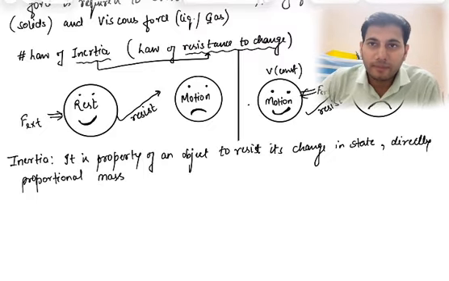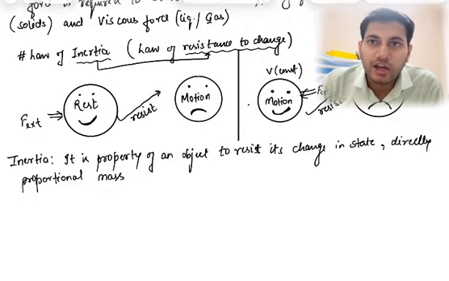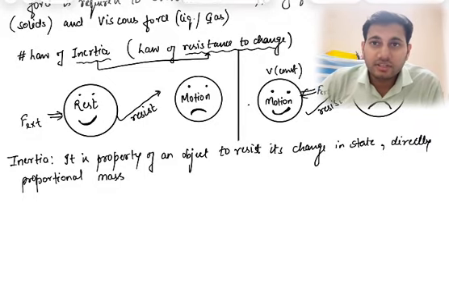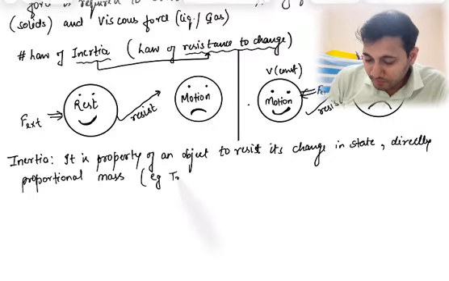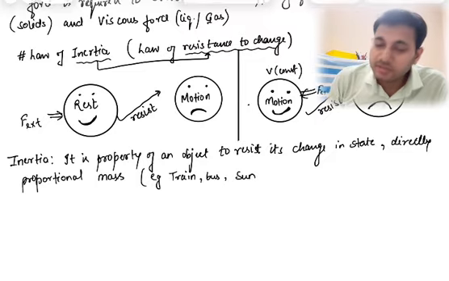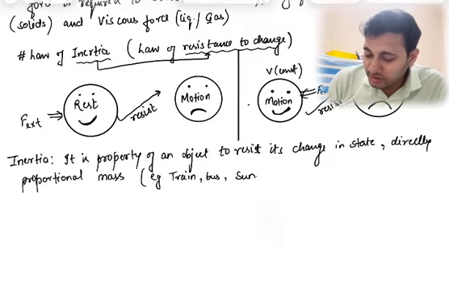So that's why inertia is directly proportional to mass, and it is the property of any object which tries to resist its change in state. For example, a train has much more inertia than a bus, and the sun has much bigger inertia than a train or a bus.